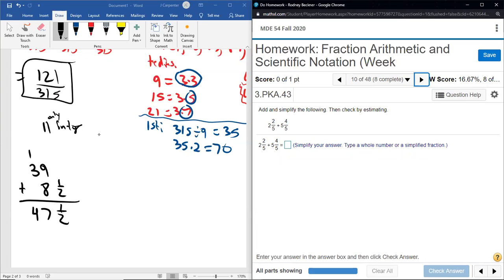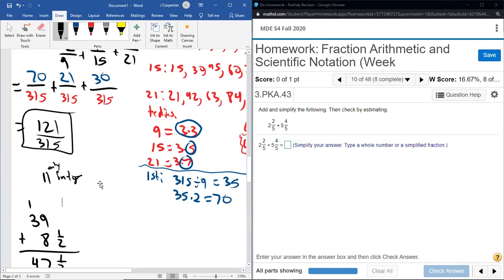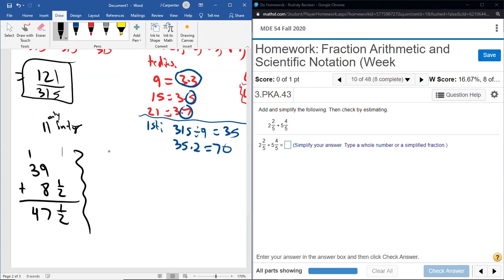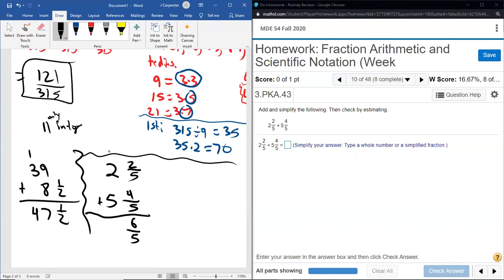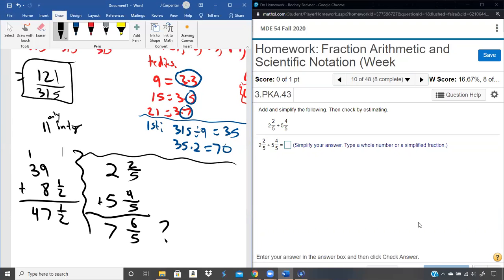All right, well, this is a much more interesting problem. 2 2/5 plus 5 4/5. No, you don't have to write these vertically, but I really do suggest it. Add the fractions. Well, the denominators match. That's awesome of them to set that up for us. 2 plus 4 is 6. So we get 6/5, then 2 plus 5 is 7. So the answer is 7 6/5?